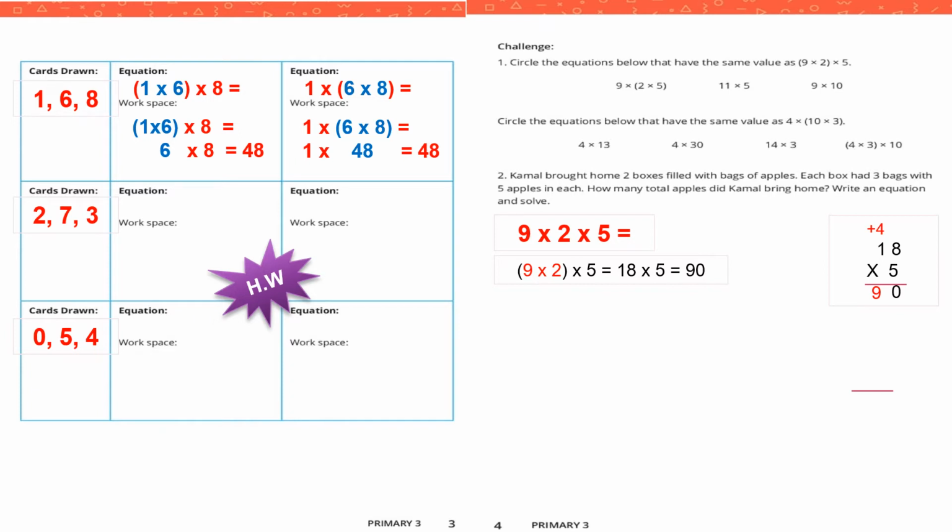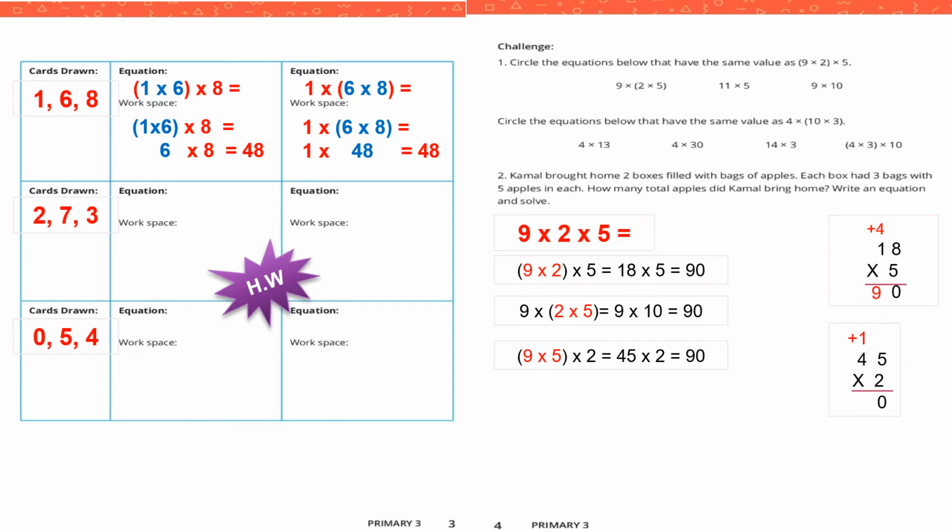In the second way, 9 times 2 times 5, I took 2 and 5 between two brackets. 2 times 5 equals 10. 10 times 9, 90. We studied it. Okay, I will take 0 out, and 1 times 9 equals 9. The third way, I'll take 9 times 5 between two brackets. Then I will multiply by 2. 9 times 5, 45. 45 times 2, 90.